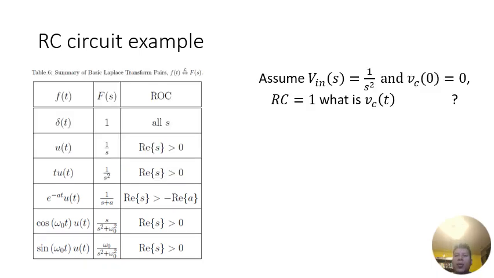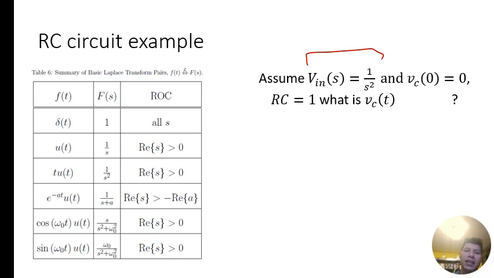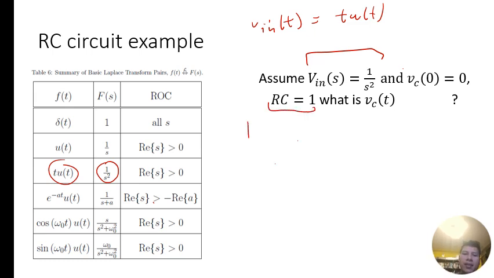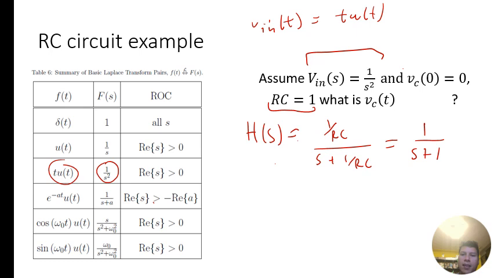Yeah, okay, so one thing to note before we move on from this example, let's say we assume Vn(s) equals 1 over s squared, meaning that Vn(t) is actually equal to t u(t). And now we want to know what the output is. And we're assuming that R times C equals 1. So we know that H(s) equals 1 over RC divided by s plus 1 over RC, which in this case would be 1 over s plus 1. And it's asking us what Vc(t) is.